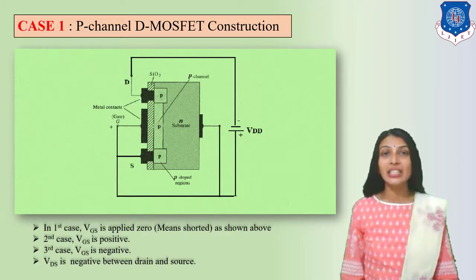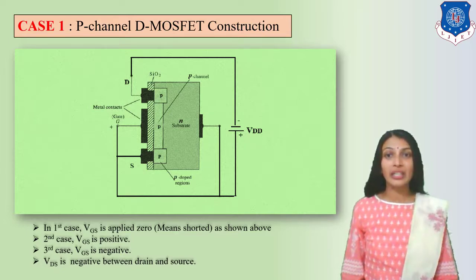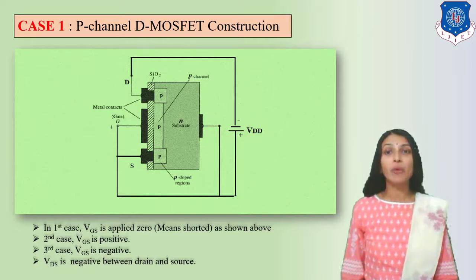Which are the majority charge carriers in the channel? Obviously the channel is P-type material, so the holes are the majority charge carriers. So according to this construction, in case 1, if I assume that there is no gate terminal voltage, no battery is connected, if there is a short circuit between gate and source, then we will have no free holes, majority carriers, and therefore zero current will flow. But if we connect the positive gate battery terminal, then the free hole carriers will be increased.